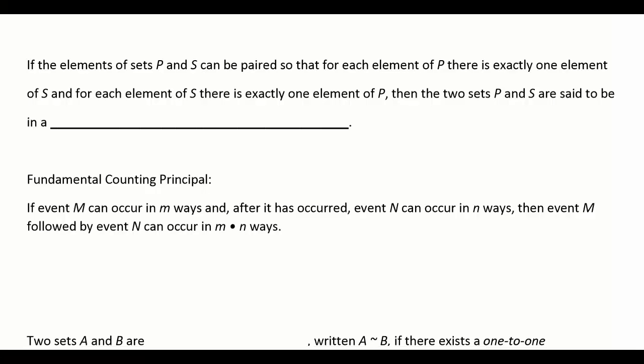Okay, if the elements of sets P and S can be paired so that for each element of P, there's exactly one element of S, and for each element of S, there's exactly one element of P, then the two sets P and S are said to be in a one-to-one correspondence. And there are lines in between the phrase one-to-one that are part of the spelling. One-to-one correspondence.